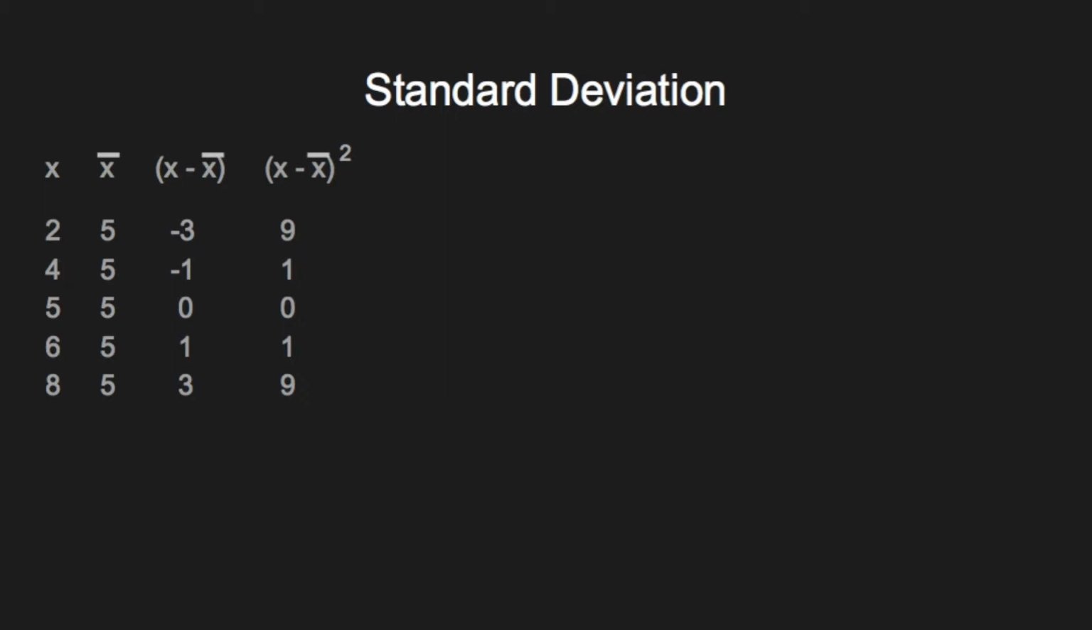Next, we find the sum of these. In this case, the sum is 20, and we divide by our n, which is 5. Last step for finding the standard deviation is to take the square root of this number. Remember that we squared the data here, so we want to undo that here. So our standard deviation is 2, which means that, on average, our data deviates from the mean by 2.